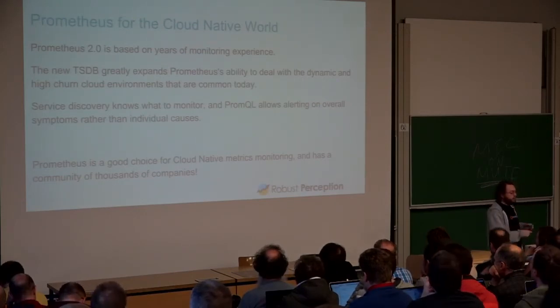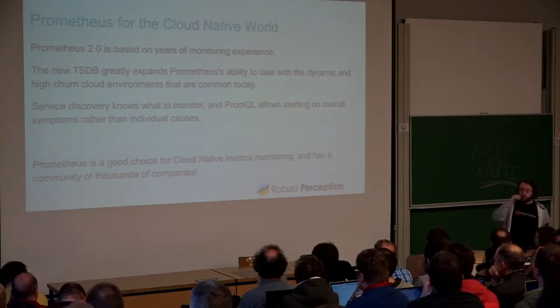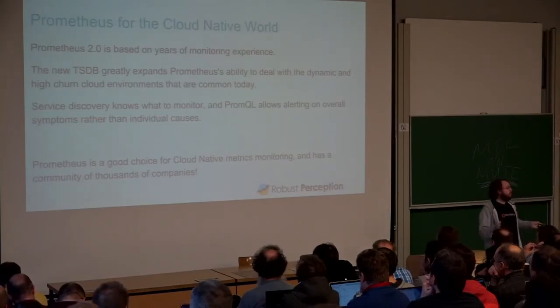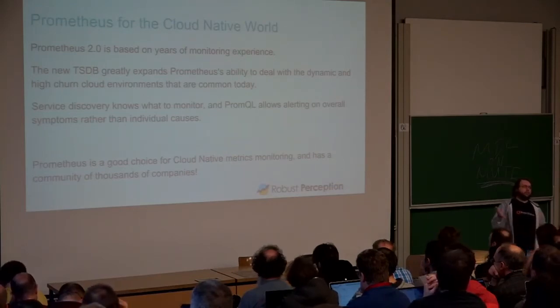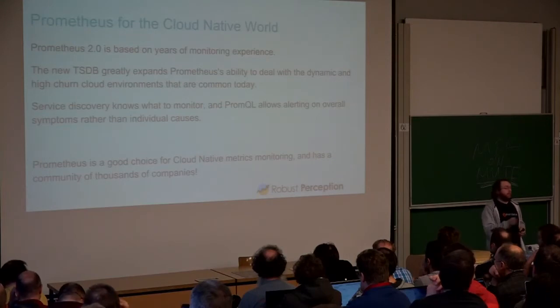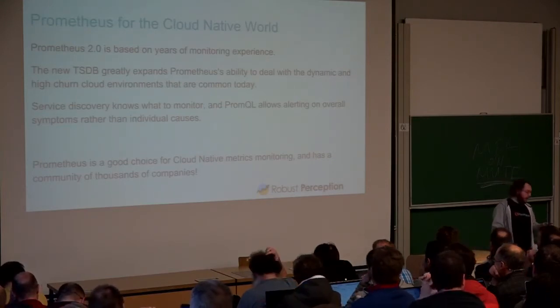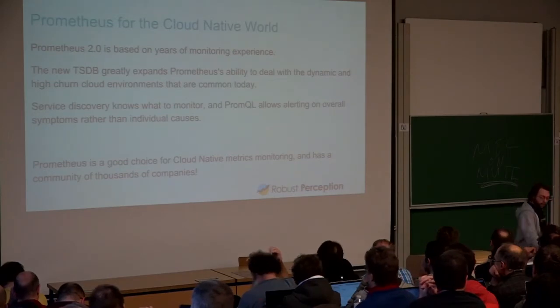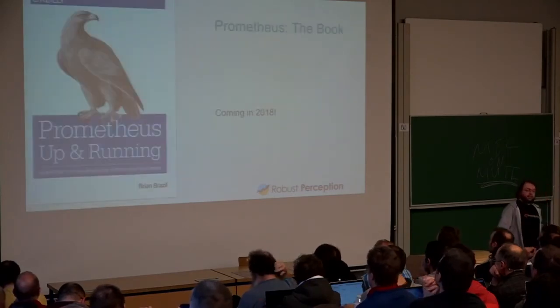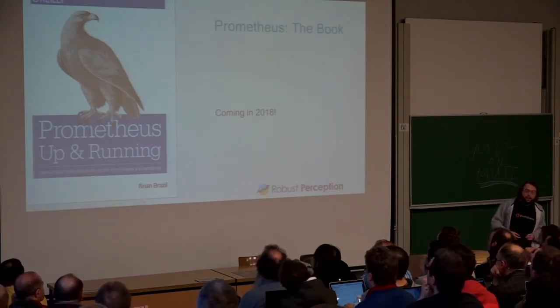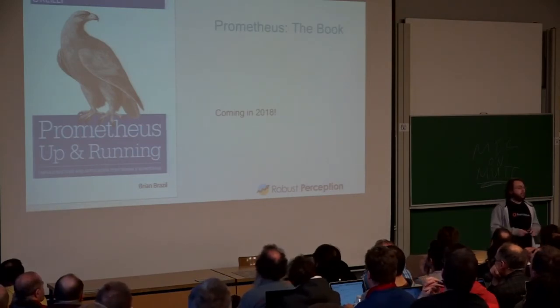And this means that Prometheus is a pretty good choice for cloud-native metrics monitoring, because it has a community as well of thousands of companies using it. There are hundreds of exporters. There's at least 15 different languages for client libraries you can write your own instrumentation for. It is a big community, and it is only growing. And also, I have to announce that there is a book that I am presently writing, which will hopefully be out in a few months, and no news yet on a stage play or action figures.